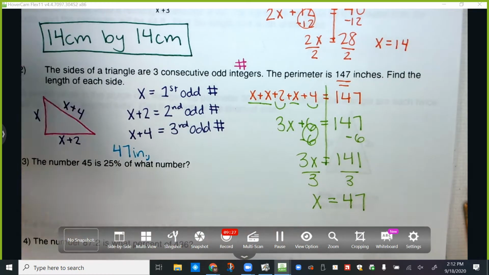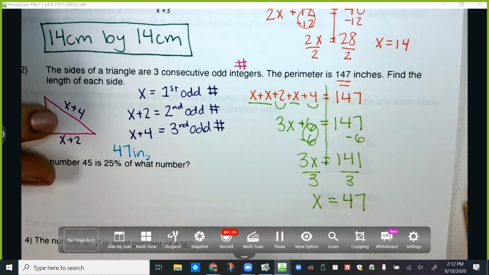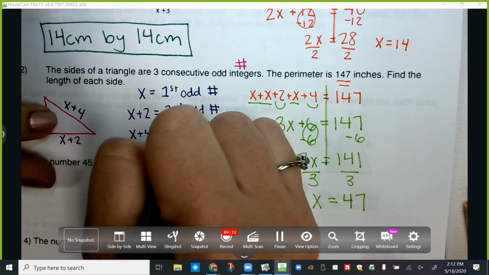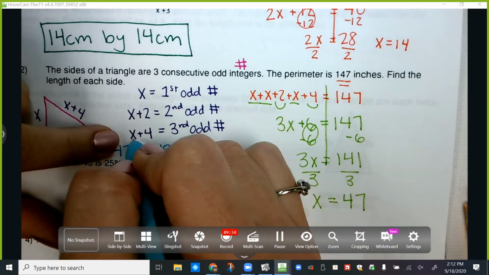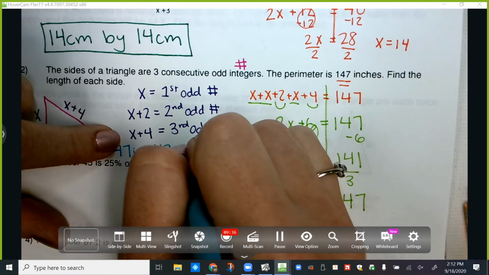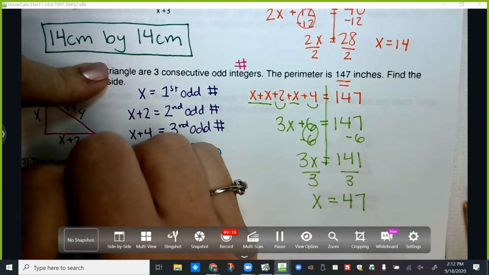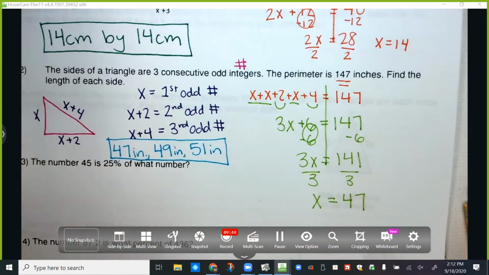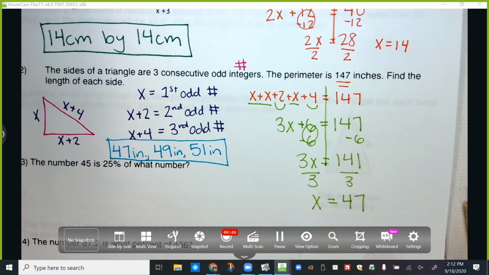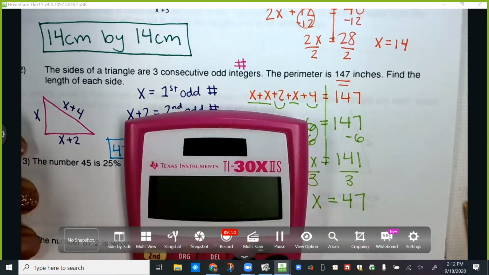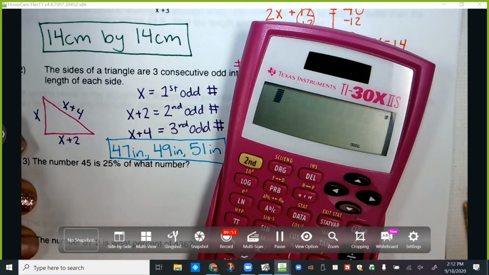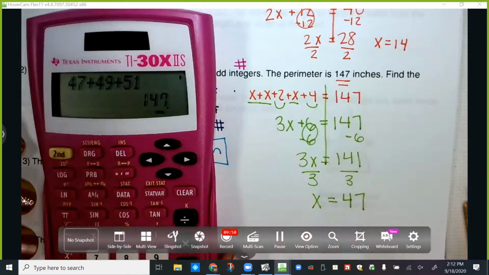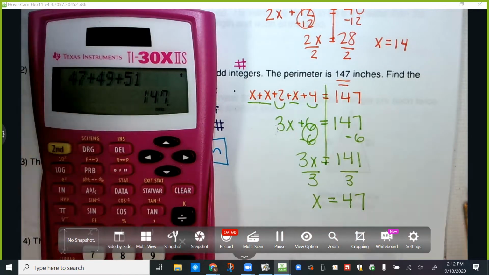Now, what's my second one? Well, what's 47 plus 2? 49. And the next one will be, what's 47 plus 4? 51. There's your answer. Are those 3 consecutive odd numbers? Yes. Then we did it right. You could also check your work by adding them. 47 plus 49 plus 51, because the perimeter should be 147. Did it work? Yes.